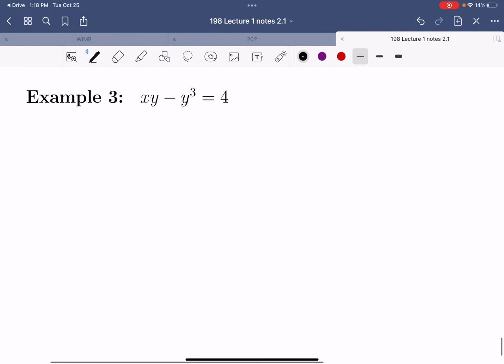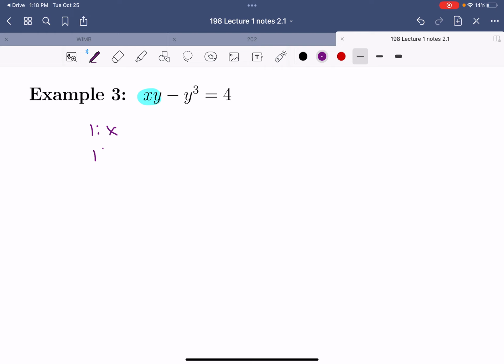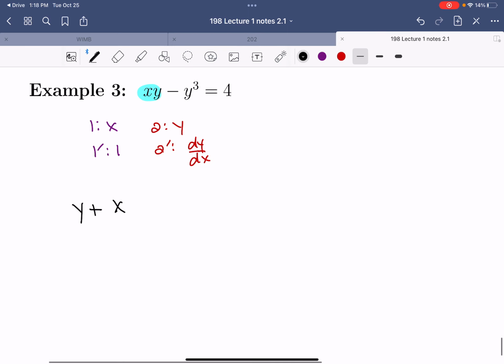Okay, so here's example 3. Here's another one where we've got some product rule happening. Here I'm multiplying x times y, so I'm going to need a product rule for that. Function 1 is the x, and its derivative is 1. Function 2 is the y, and its derivative is dy/dx. So using product rule, 1 prime 2 is just y, plus 2 prime 1 is x times dy/dx. That takes care of the first term. Now we have minus y cubed, so that's negative 3y squared dy/dx. And the derivative of 4 is 0.